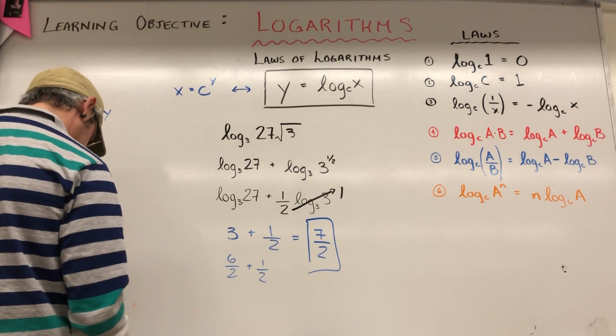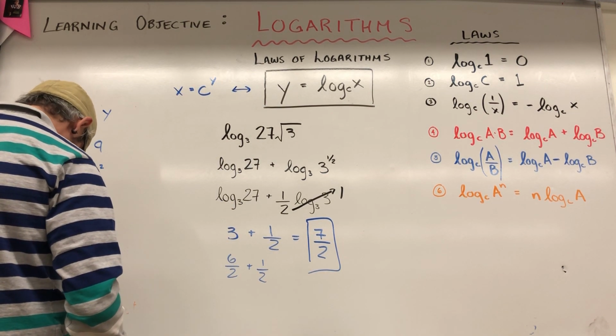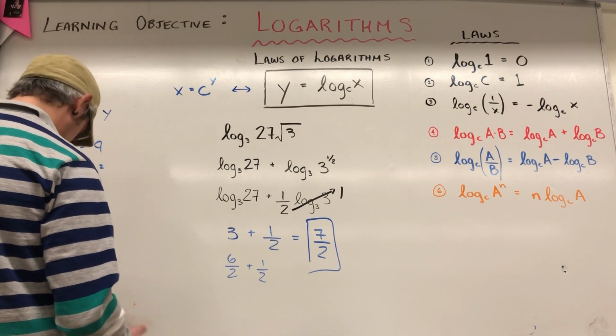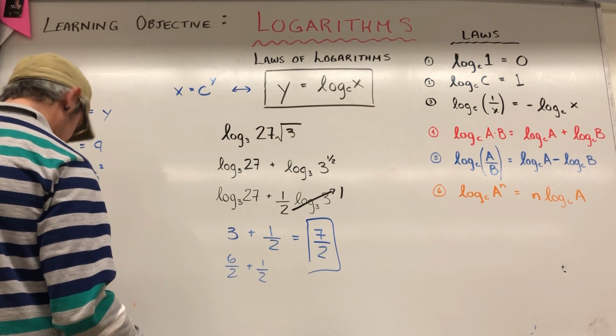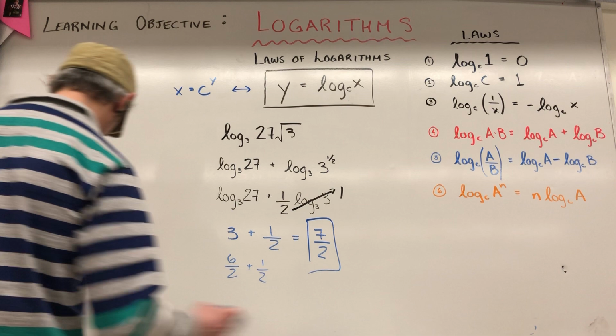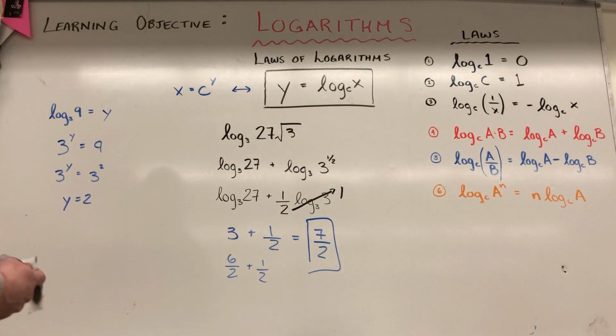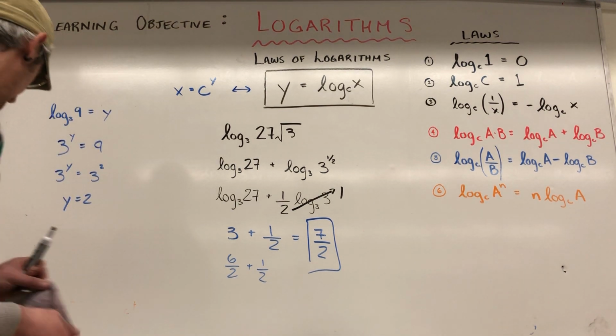And I'm going to check my answer again, because I am insecure. 3.5, baby. 3.5, which is 7/2. Okay? Great.